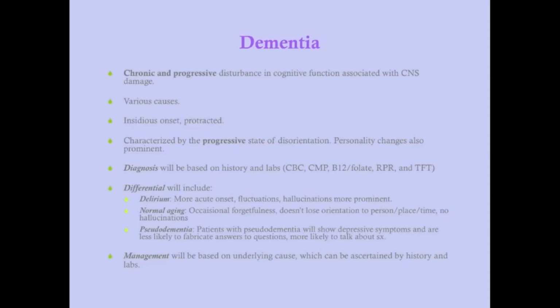So now dementia, on the other hand, is chronic and progressive, and it's a disturbance in cognitive function, just like delirium, but it's chronic and progressive. And dementia is associated with actual progressive CNS damage. So there's various causes, and the onset is insidious.